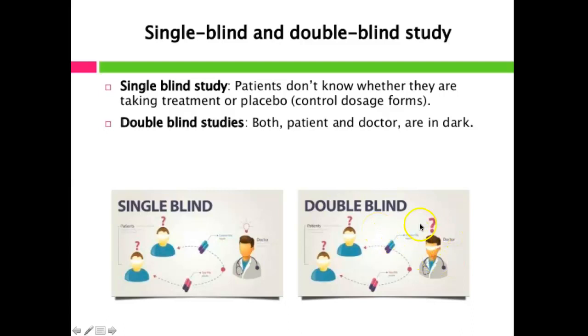So there might be a bias on the doctor's side just to look for small changes that they may not have seen if they didn't know who was getting what. And then on the patient's side, if they knew they were getting the placebo, or if they knew they were getting the drug, they might actually start to feel better. It's like the placebo effect all over again, right?